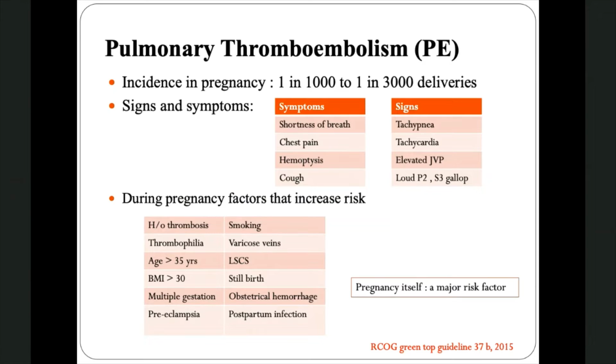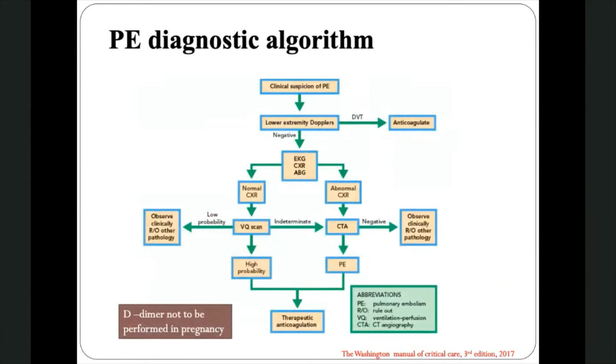Okay, and during pregnancy, risk factors also need to be assessed in each individual patient. If there is a previous history of thrombosis, thrombophilia, age more than 35 years, BMI more than 30, multiple gestation, preeclampsia history, the patient is already a known smoker, varicose veins are there. If the patient has undergone any operative intervention like LSCS, stillbirth, obstetric hemorrhage, postpartum infection. So all these are risk factors of pulmonary thromboembolism, and pregnancy in itself is a major risk factor for thromboembolism.